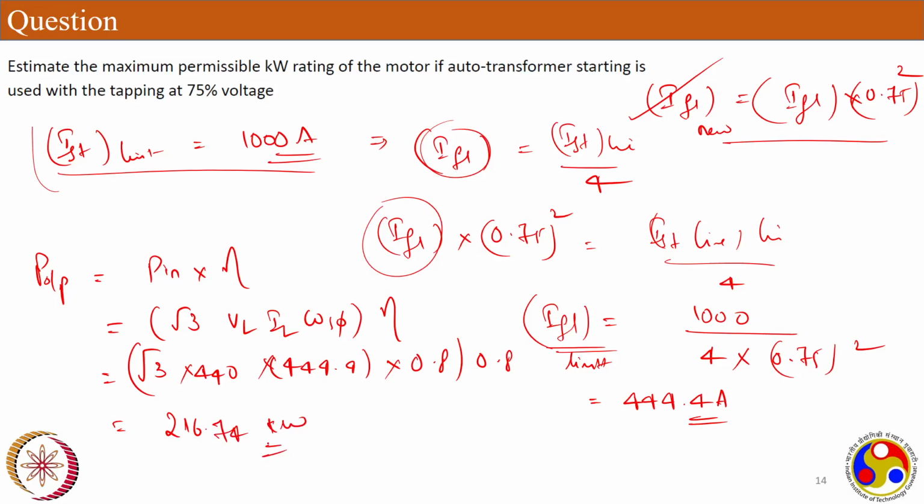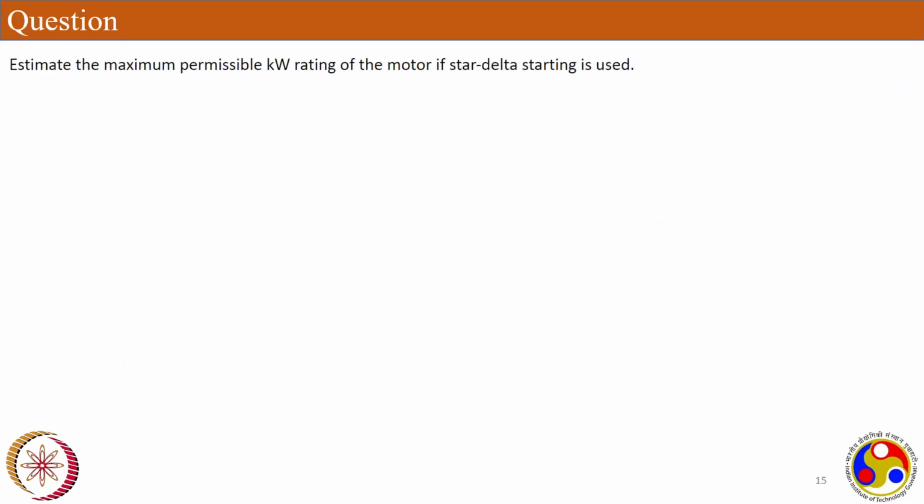kilowatt. So that's the maximum permissible rating of your machine if you are going for auto transformer starting. Now if it's a star delta, it's the same thing, but in a star delta the factor would be, your full load limit would be 1 by 3 times the full load current.